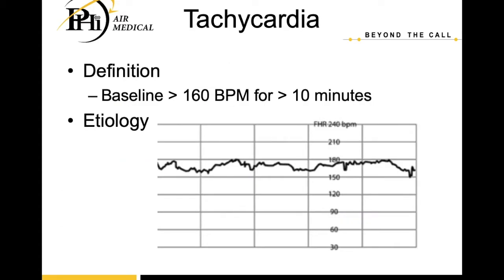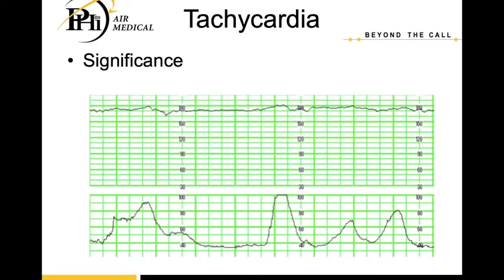Tachycardia in the baseline is just defined as anything above 160 beats per minute for greater than 10 minutes. And the etiology of tachycardia is pretty far reaching. So you can have anything from fetal hypoxia to maternal fever, maternal drugs, especially like methamphetamine and cocaine. We can have amnionitis that will cause fetal tachycardia, as well as fetal anemia. So there's a very large differential when you see that sustained fetal tachycardia.